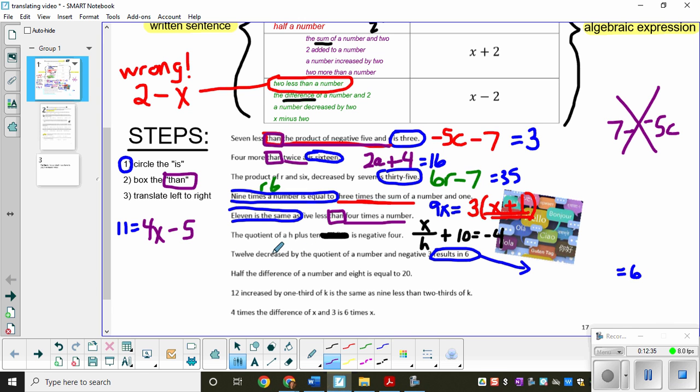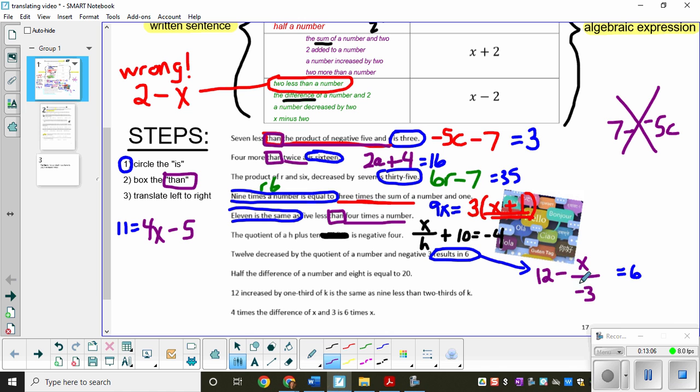Now, I don't see the word than anywhere, so we're just going to translate from left to right. 12 gets decreased by something, so here's the 12 being decreased by. It gets decreased by the quotient of a number and negative 3. So it's getting decreased by the answer of this division problem, a number and negative 3. So this is the equation, 12 being decreased by the quotient of x and negative 3 results in 6.